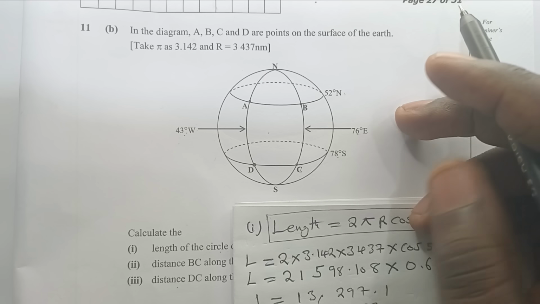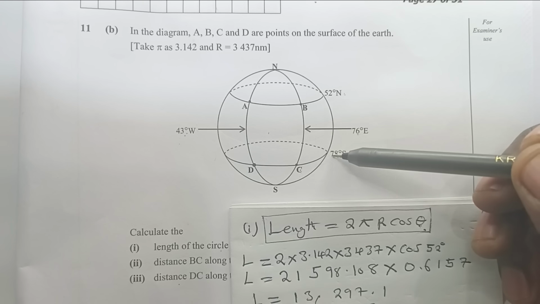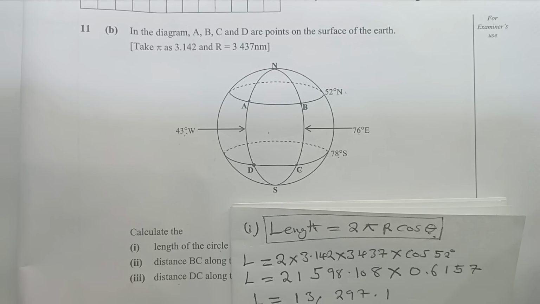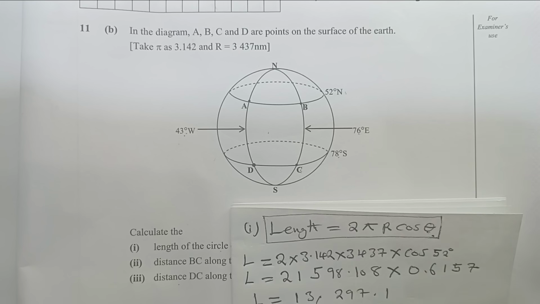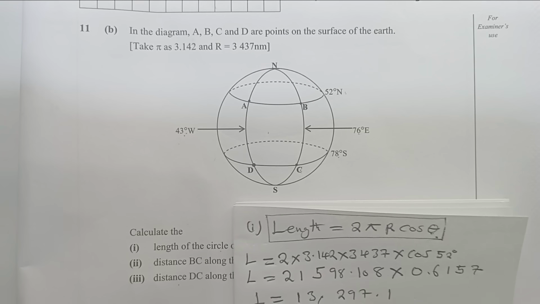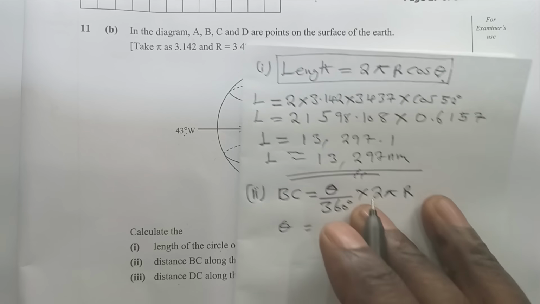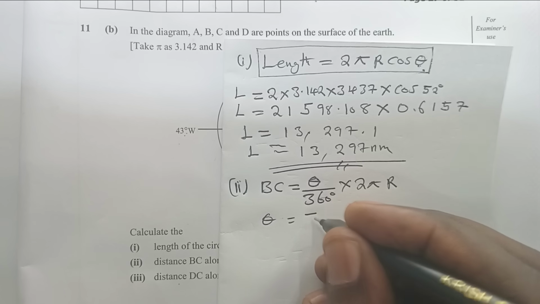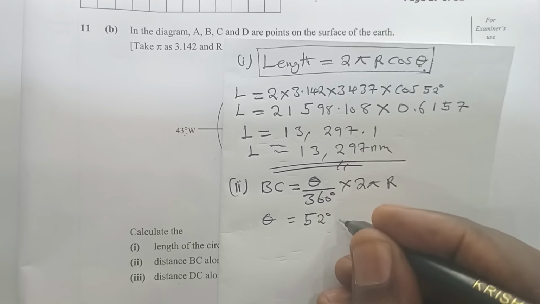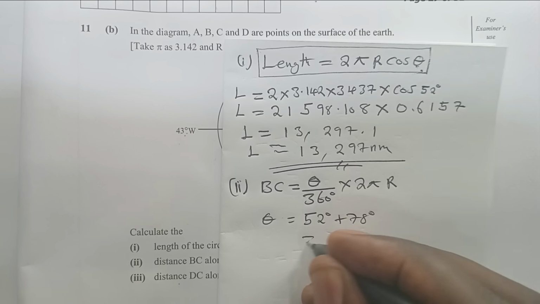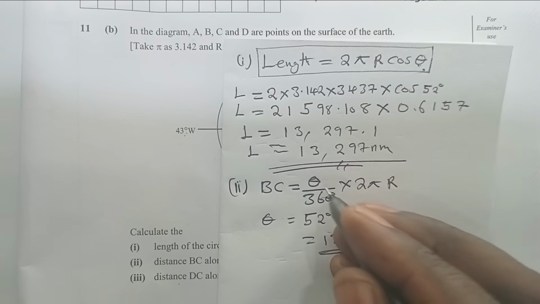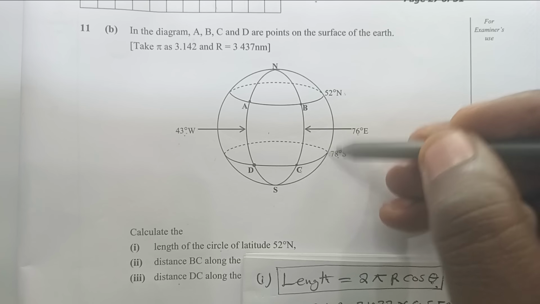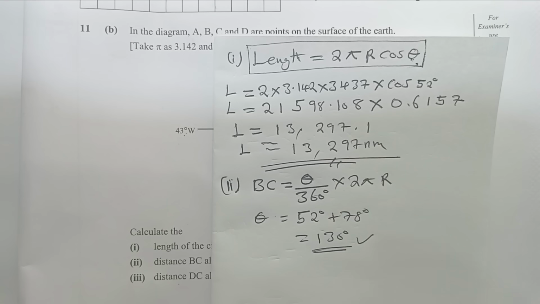I'm going to repeat. Because these latitudes are based on different hemispheres, to get the value for theta, we simply add. So theta is equal to 52 degrees plus 78, which is going to give us 130 degrees. So this is the value for theta, the difference in latitudes. We can continue.